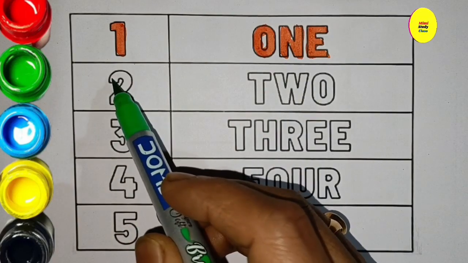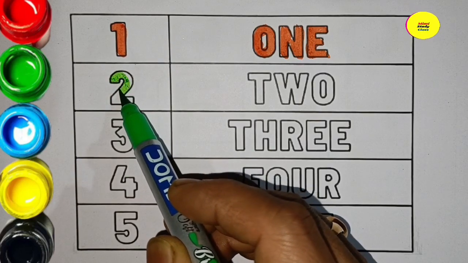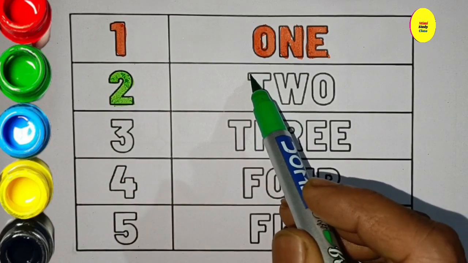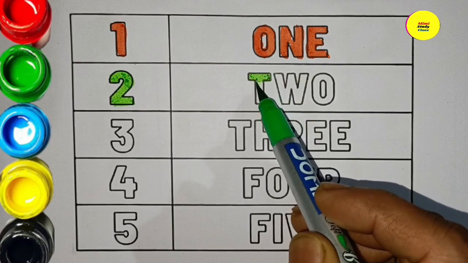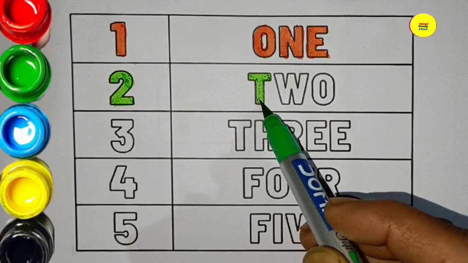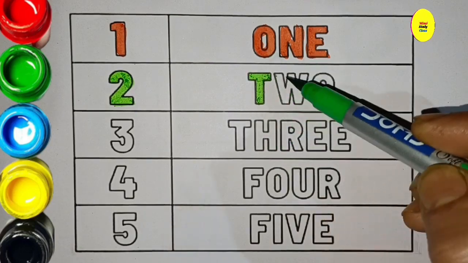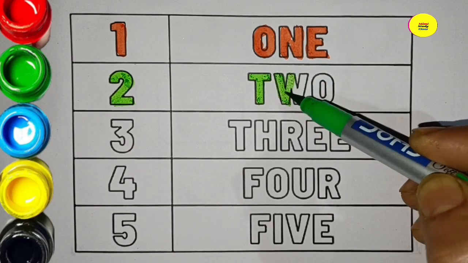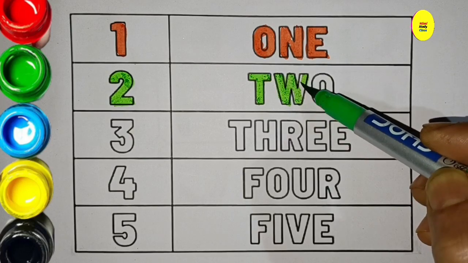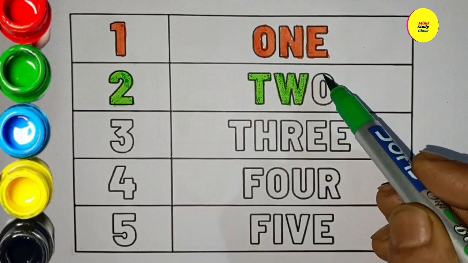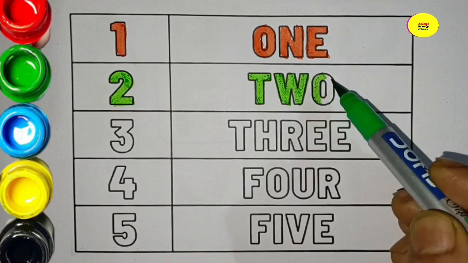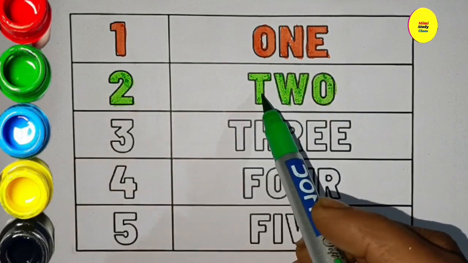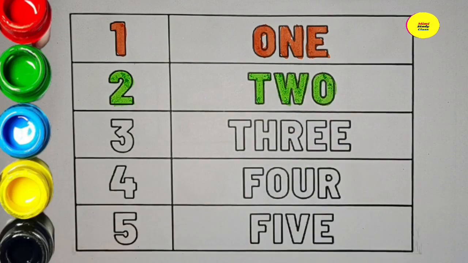Green color. Two. T-W-O, two. T, W, O. Two. T-W-O, two.